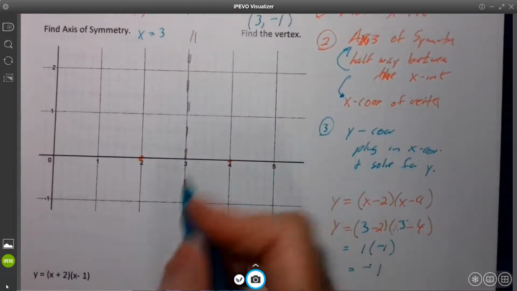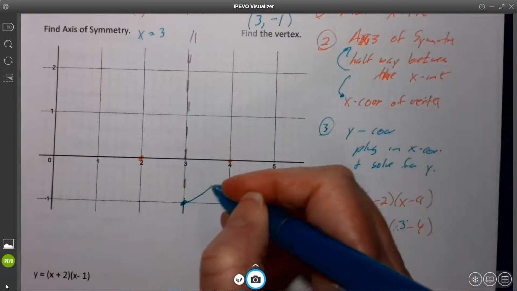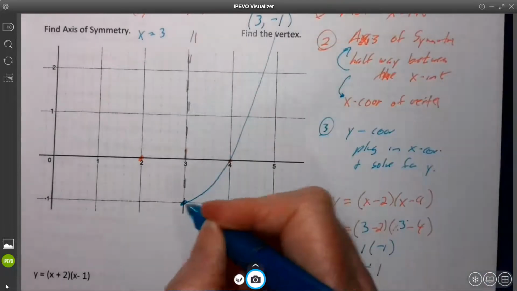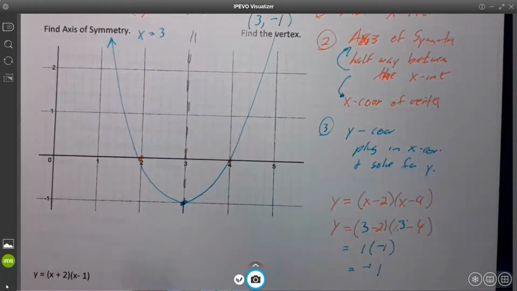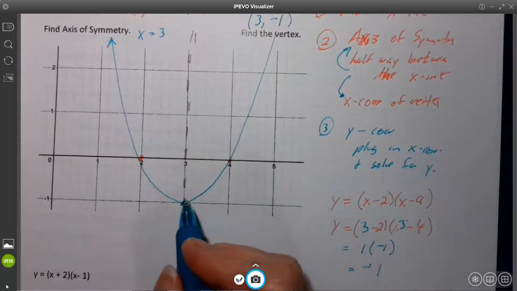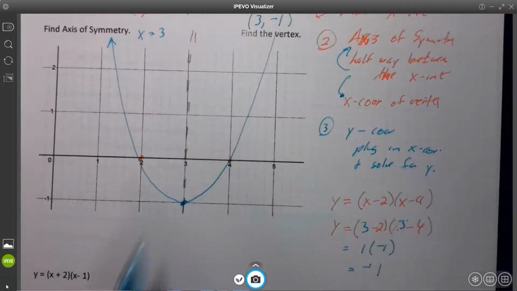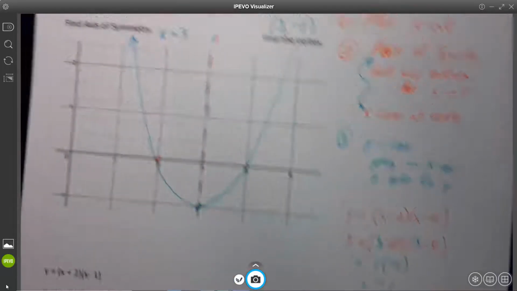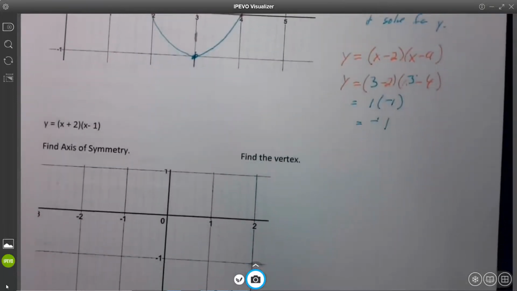Okay, so here's the point. Here's my vertex. And I can graph it. And it's going to go up like this. Okay. I could write this in vertex form, can I? No, we're not going to worry about that. So we just have a form of this equation.